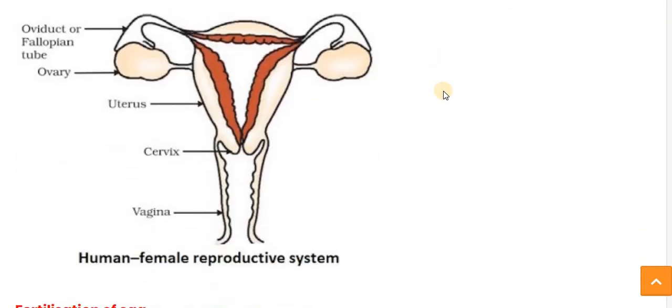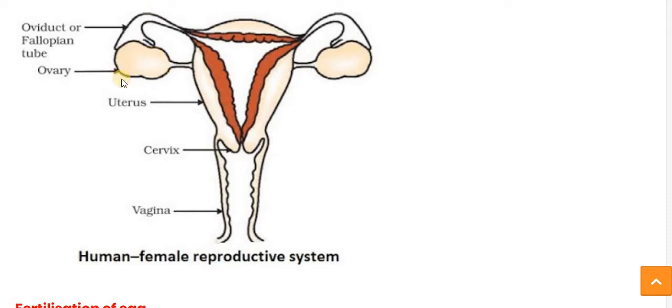Here you can see in the figure, this is the ovary, where the egg matures and one mature egg is released. This mature egg is collected, or received, by the oviduct, also called the fallopian tube. The fallopian tube then passes this mature egg to the uterus. This is called the uterus.